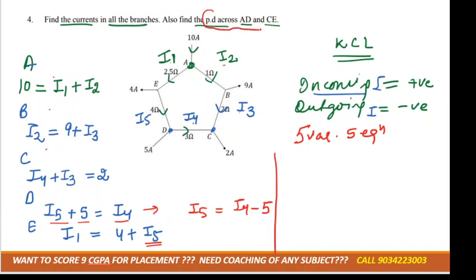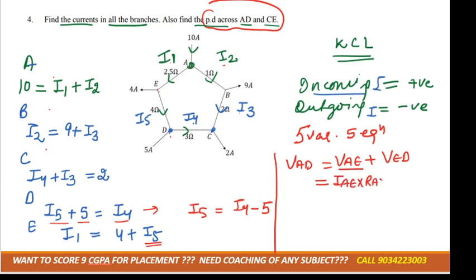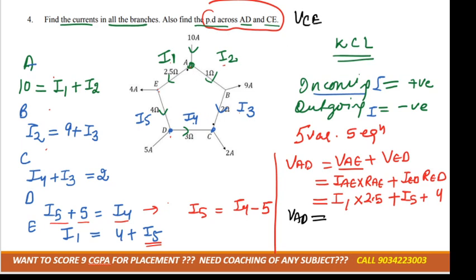And then they asked for the potential difference across AD and CE. Potential difference across AD would be from A to E and E to D, right? So VAE plus VED, correct? VAE is IAE into RAE and VED is IED into RED. IAE is how much? We have assumed I1, RAE is 2.5, plus IED is how much? We have assumed I5, RED is 4. So I1 and I5 we'll get from these equations, then we'll get to know about the VAD. Similarly, we can calculate VCE. VCE would be VCB plus VBA plus VAE. Then you can proceed further.